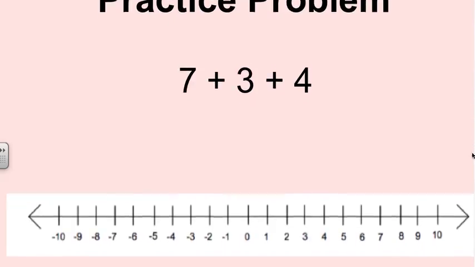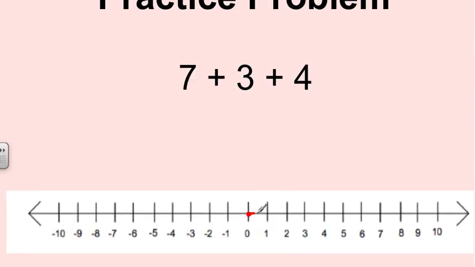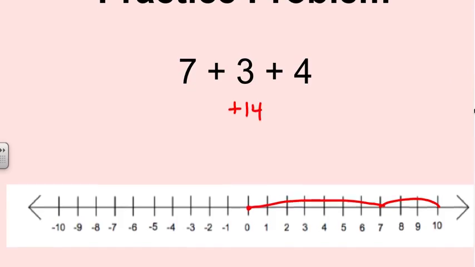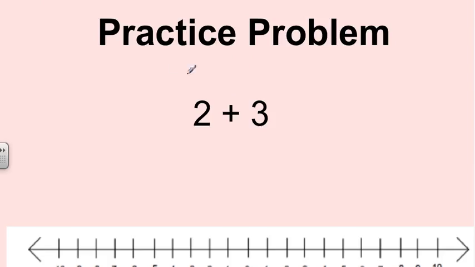All right, let's look at this one. If I'm going to start at 0 and go to 7, add 3 more, I go to 10. Add 4 more, I'm off my number line, but the answer is a positive 14. 2 plus 3. Again, representing this as 2 positives and 3 positives, and at the end, it's 5 positives, which you already knew, but sometimes it's nice to work with smaller numbers so you can see the pattern.